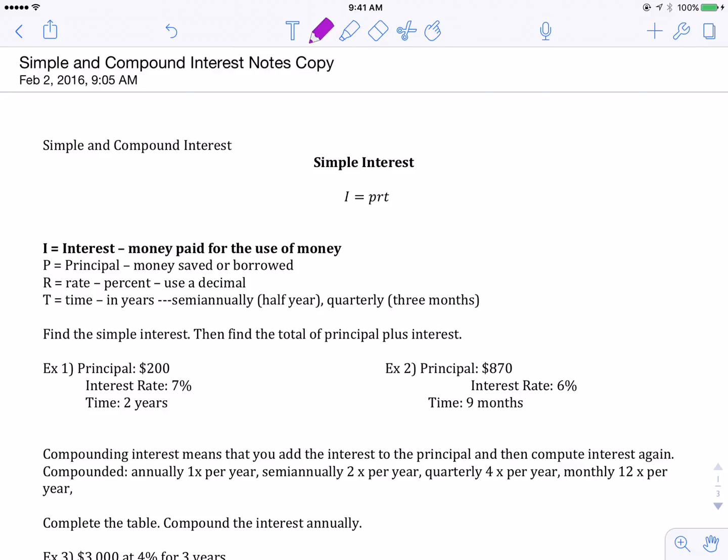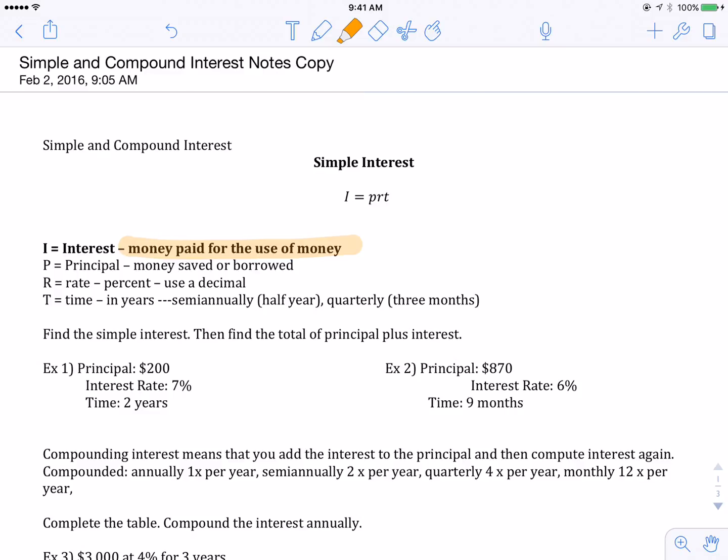Today we are going to learn about simple and compound interest. First of all, you need to know that interest is money paid for the use of money. This is important because it's something that works both ways. If you're borrowing money, you're going to pay somebody that money back. If you are saving money, they're going to pay you for the use of the money. So interest can be good for you or it can be bad for you.